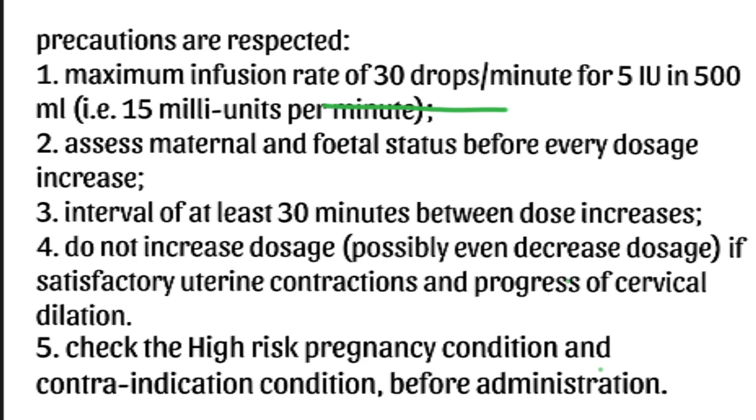Generally 20 drops is enough for a woman to get contractions. Then, with each increase, we need to check the status of the mother and the fetus. Like, in half an hour you are going to increase the dose, right? At that time you need to check how the mother is feeling, how strong the contraction is, how the pain is, and at what interval the mother gets the pain. By seeing that, you should increase the dose.